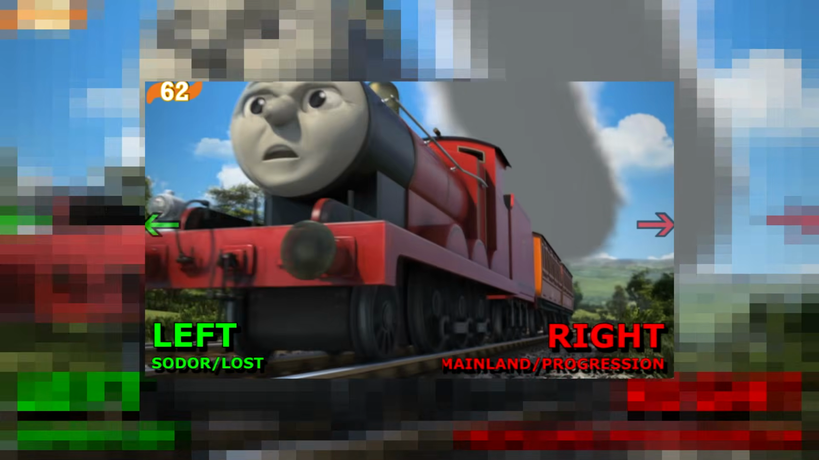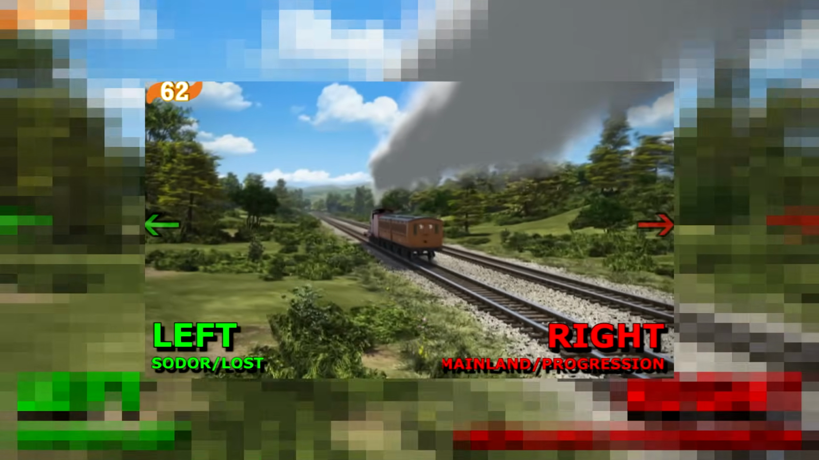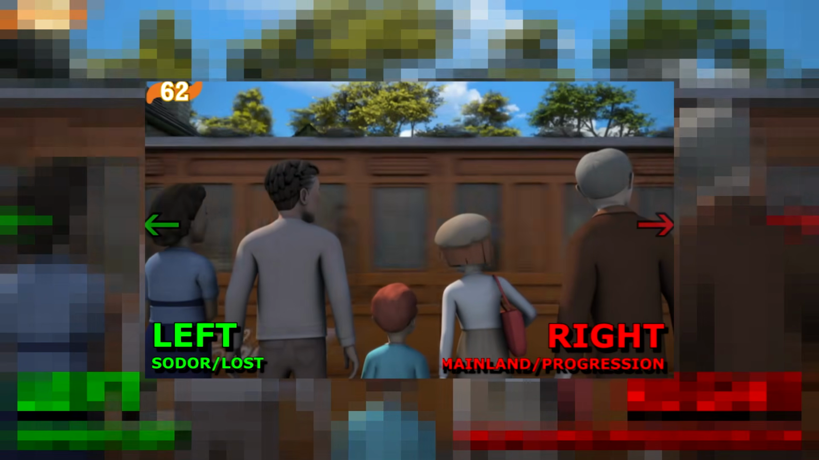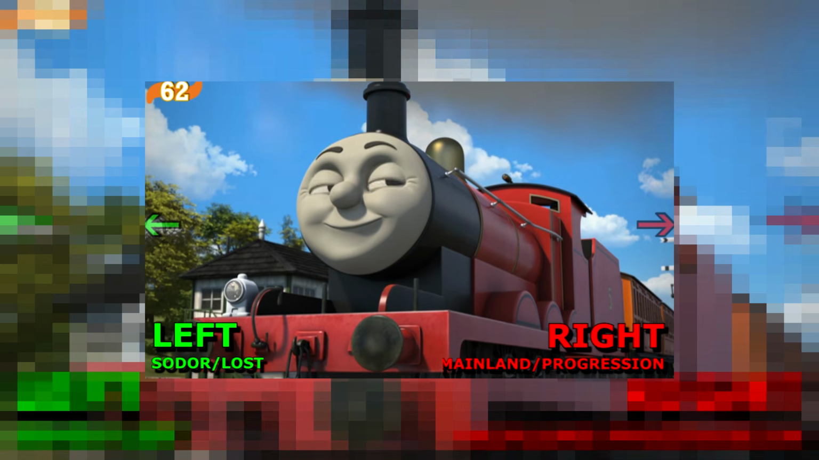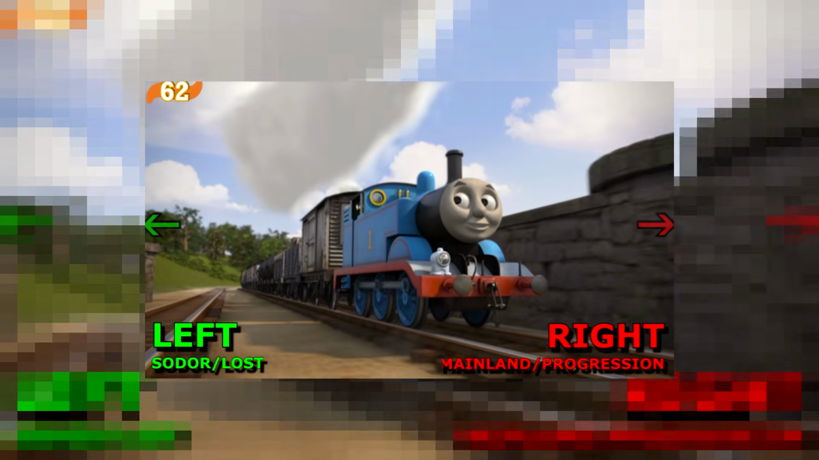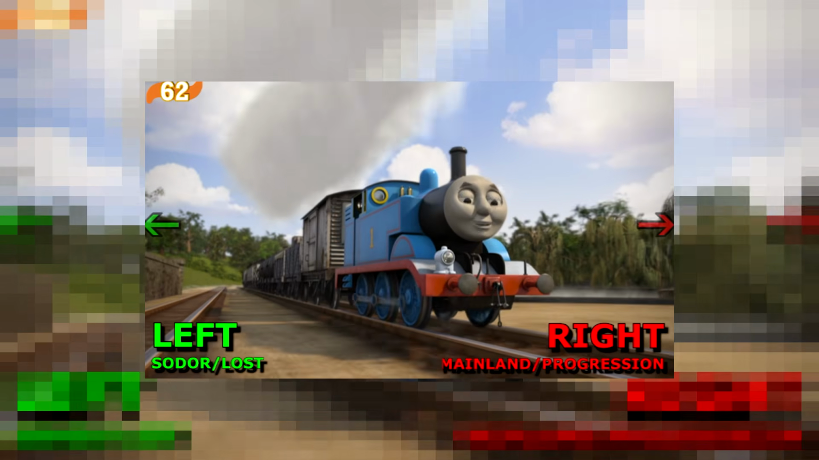Going back to my left or right theory, because James is working on Sodor, he is travelling on the left side of the screen, because travelling left on the screen means going backwards, or to go towards Sodor. Contrast this with Thomas, a nice way of showing the different directions that these two characters are taking on their journey.